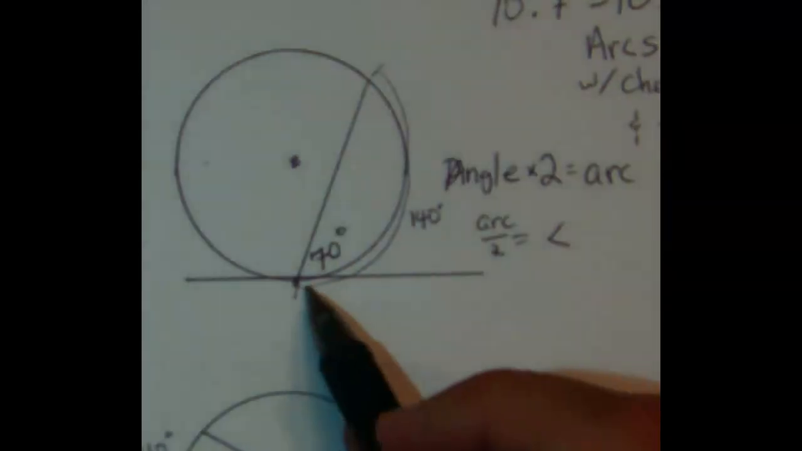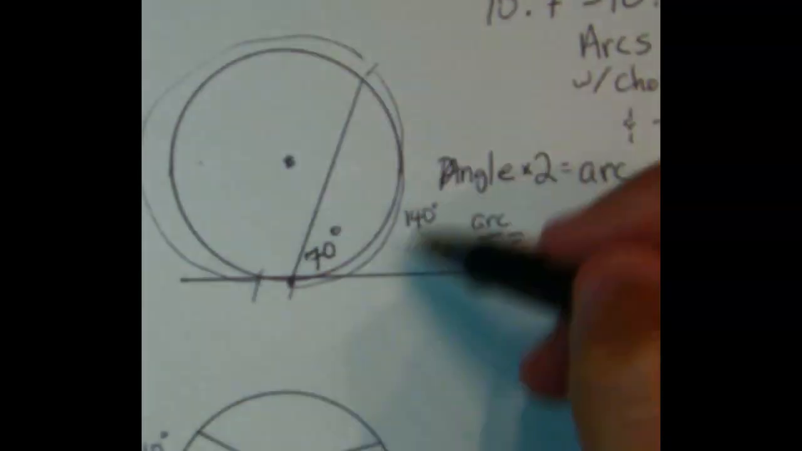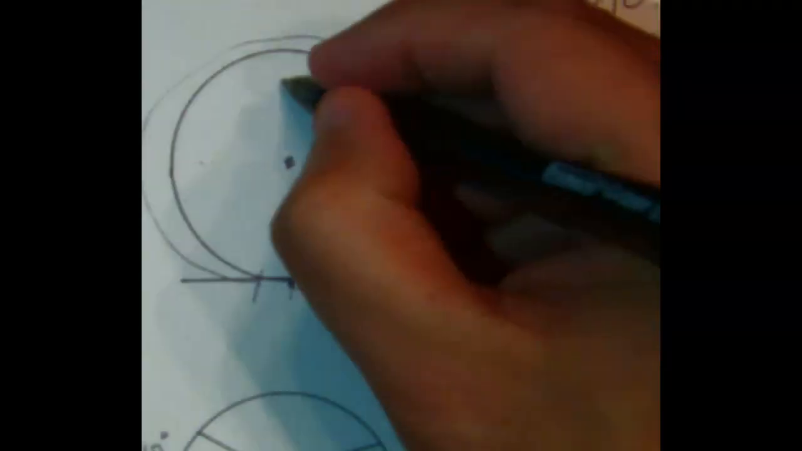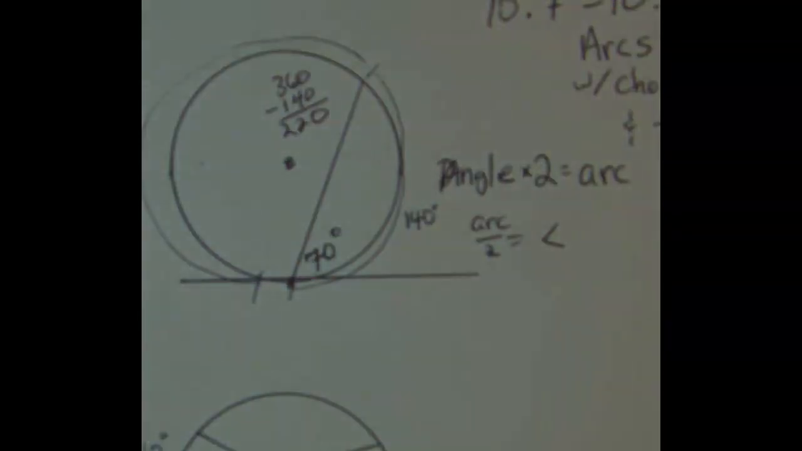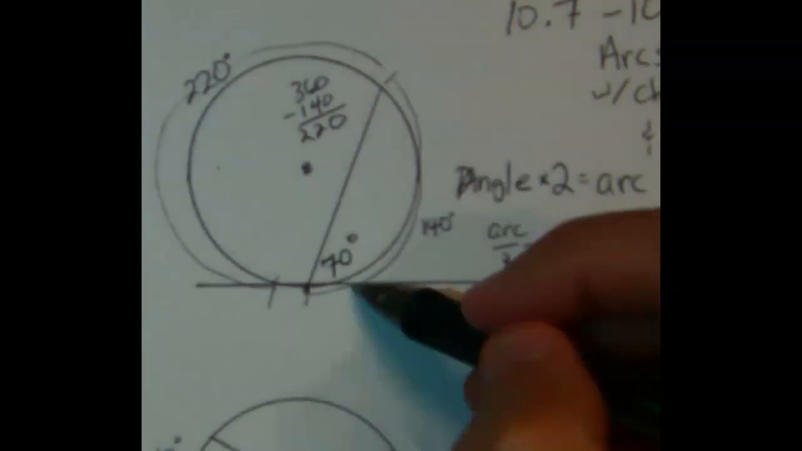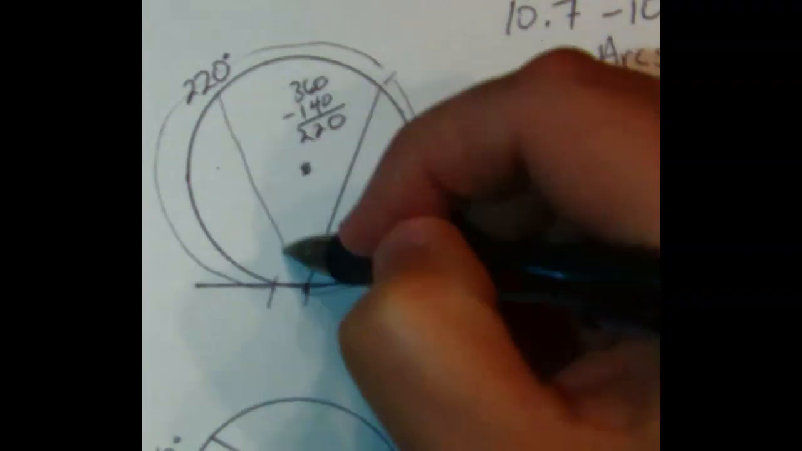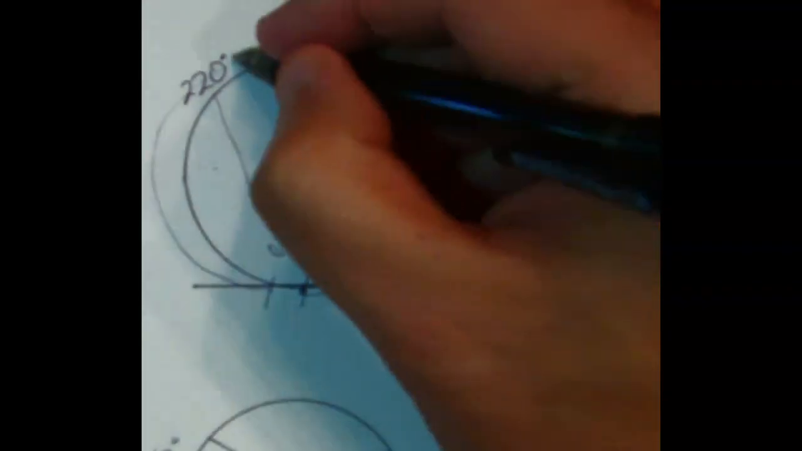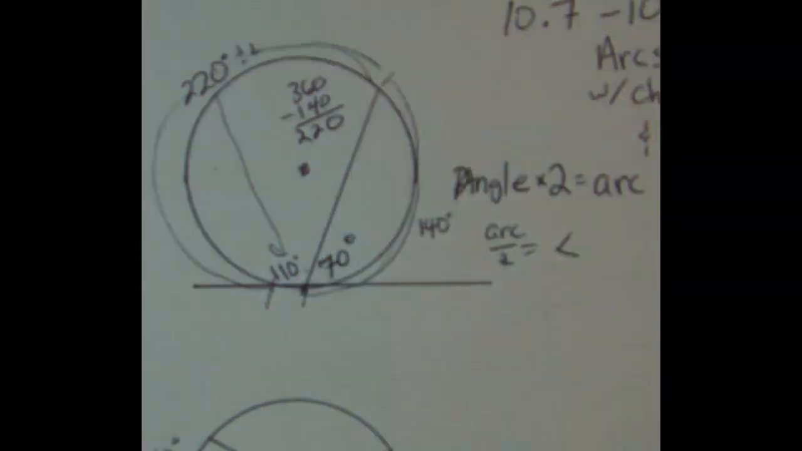Well, you can simply find this arc because we know that all circles are 360. So if you just take 360, subtract 140, you get 220 degrees. So really simple as long as you know what that arc is. And then they might ask you what that angle is. Well, the arc divided by 2 is equal to the angle. So that would be 110 degrees.